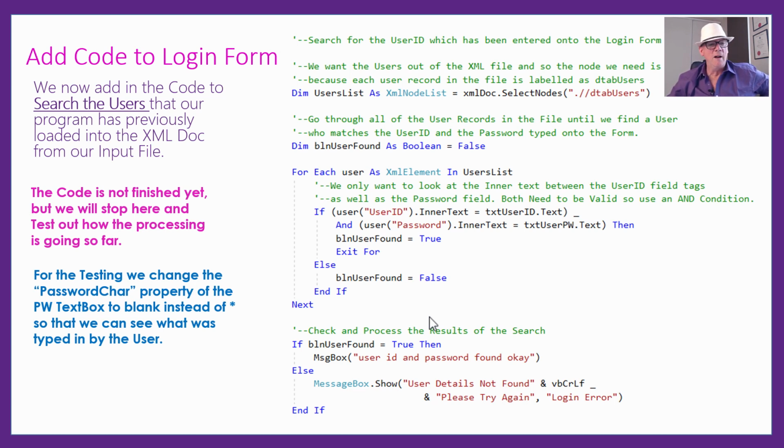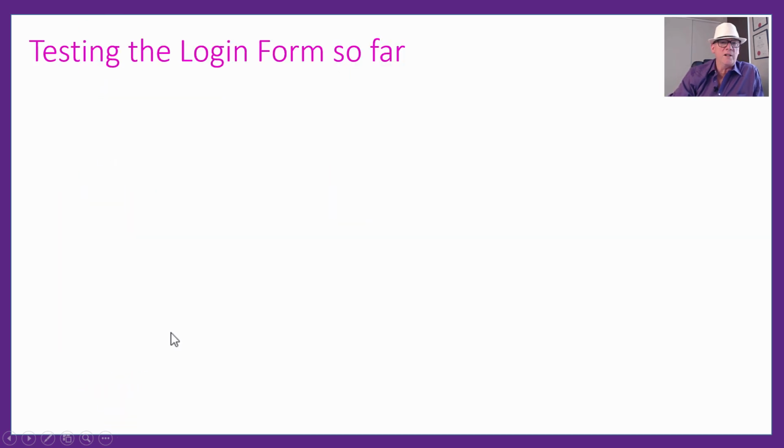Now, before we test it, we're just going to change the password character property on the text box. So go on the form and that PW text box, just set the password char back to blank instead of having the asterisk there, because we just want to see during our testing what the user's typed in. So if we take password char and just backspace to have nothing in it, we'll be able to see the user. We'll show you what you mean here in the testing.